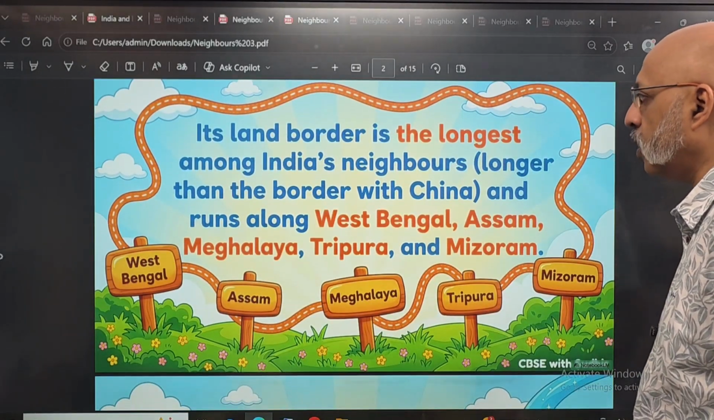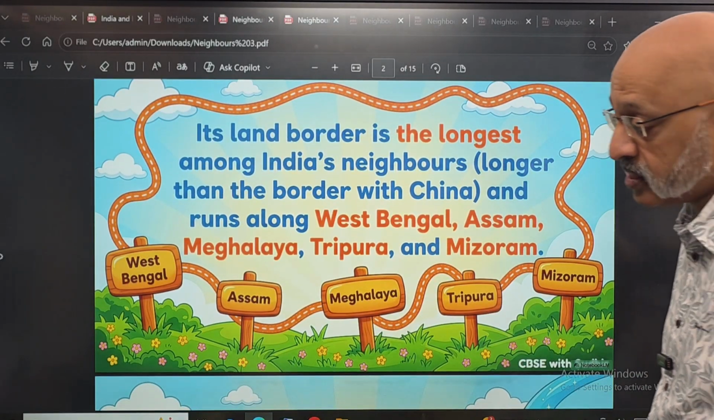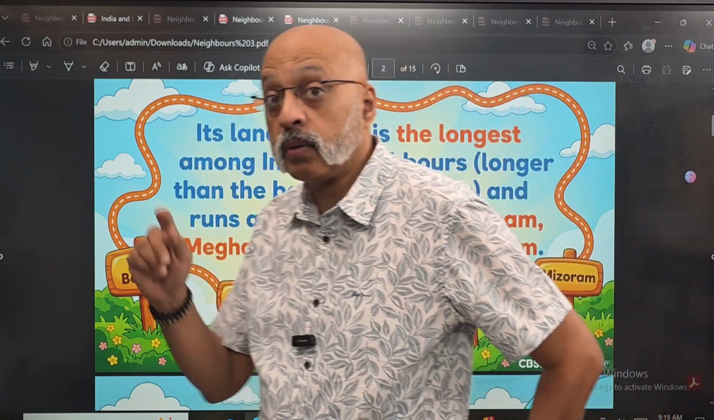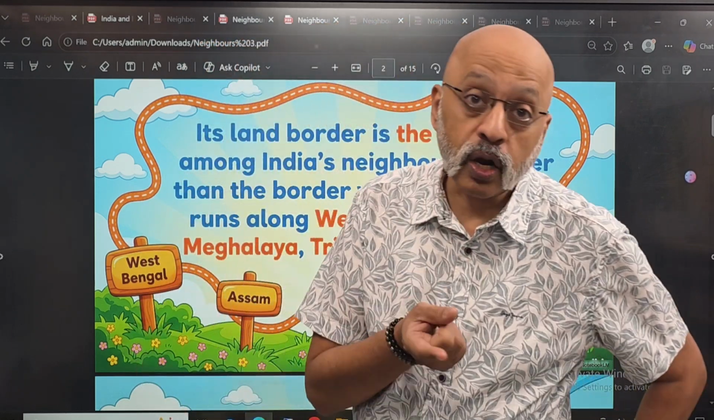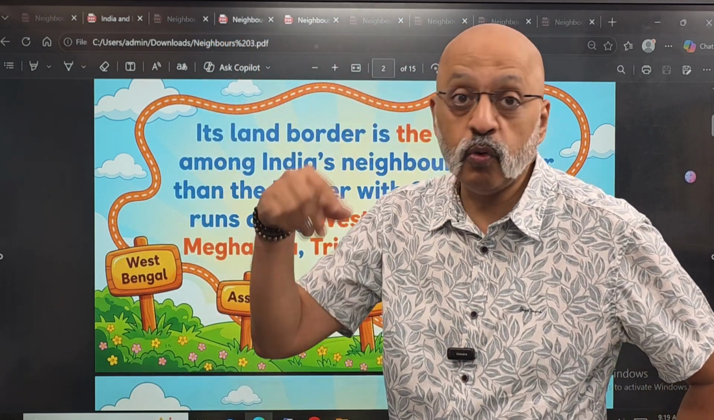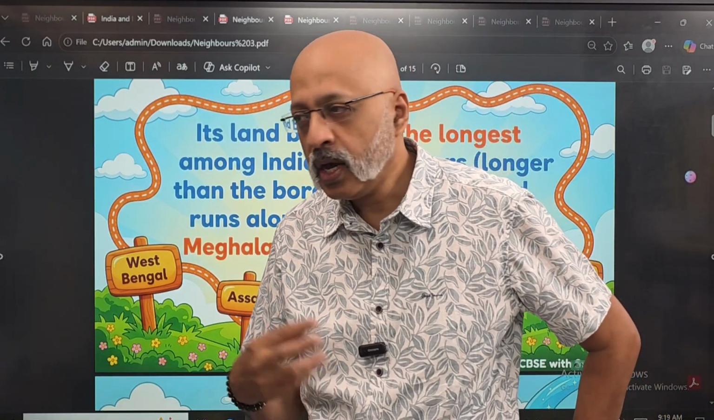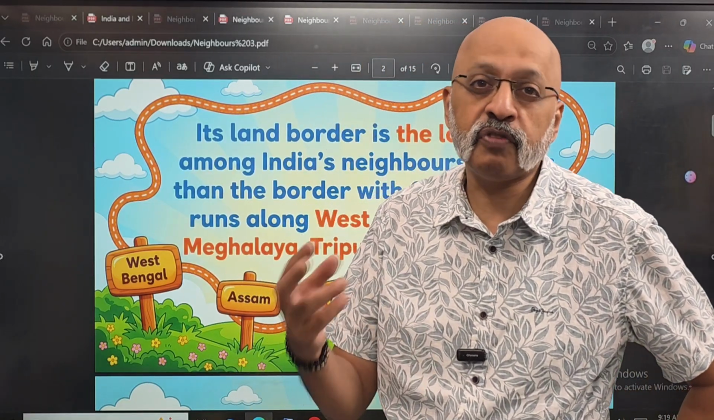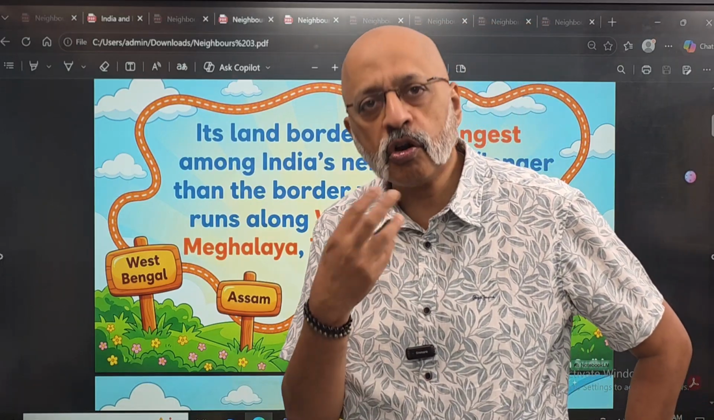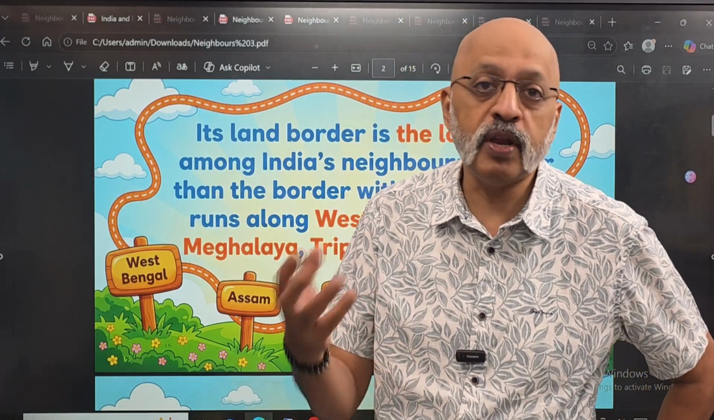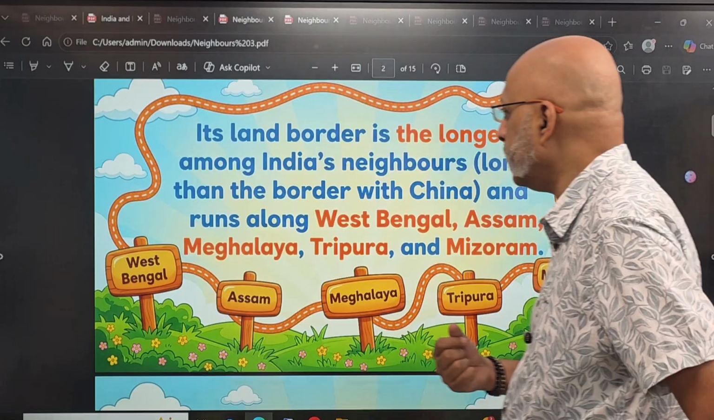Its land border is the longest among India's neighbors. Though we seem to think that China would be a longer border, actually we share a longer border with Bangladesh because it runs through various states, which is why we keep hearing news of infiltration from Bangladesh. Bangladesh is not really the most prosperous country, so many of them try to come over to India also.